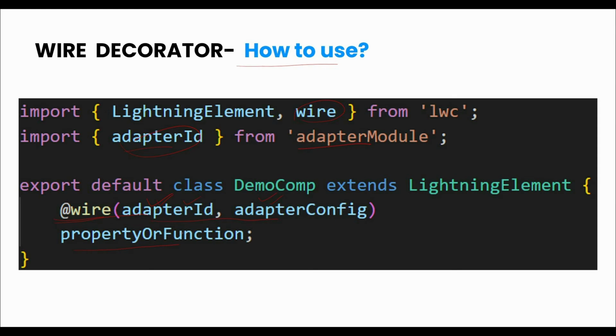What does it mean? It means we can use the wire decorator in two ways, either as a property or as a function. If you simply want to read data from a method and don't want to do additional operations after fetching data, then we can use wire as a property. But if you want to do additional operations after getting data, then we have to use wire as a function. Okay. Now let me show you all these things practically.